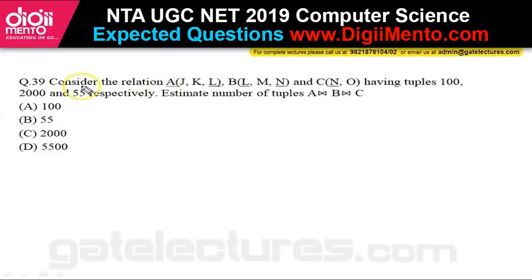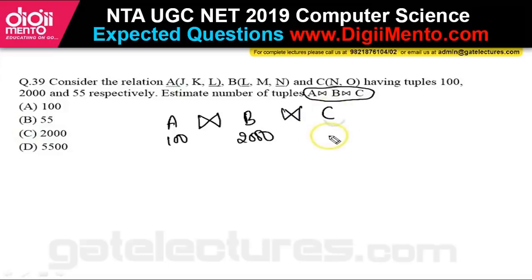So we have our next question. In this they are saying consider the relations A, B and C having the tuples 100, 2000 and 55 respectively. Estimate the number of tuples in A join B join C. So these are the join conditions. Basically they will be joined on the basis of the common attributes they have. Now in A there are 100 tuples, in B we have 2000 tuples, and in C we have 55 tuples. Then estimate the number of tuples.